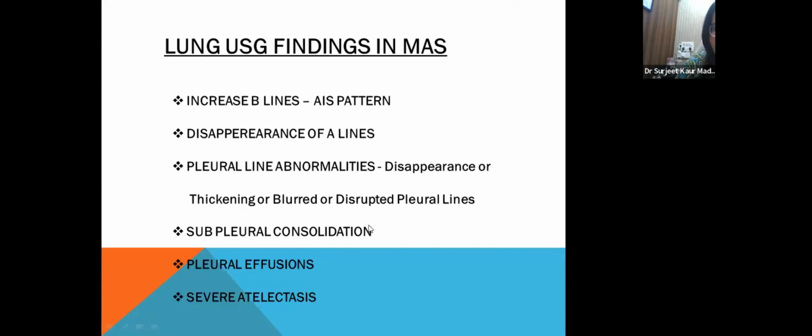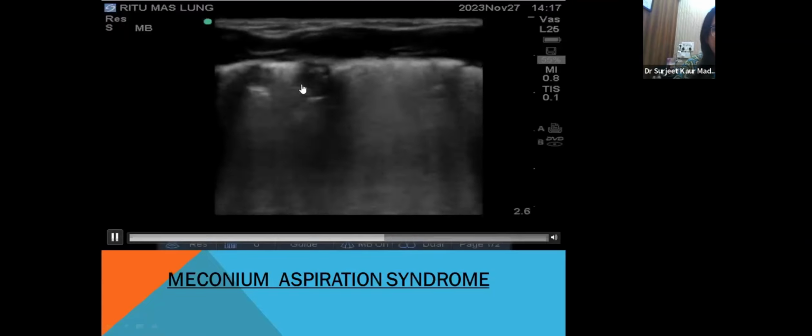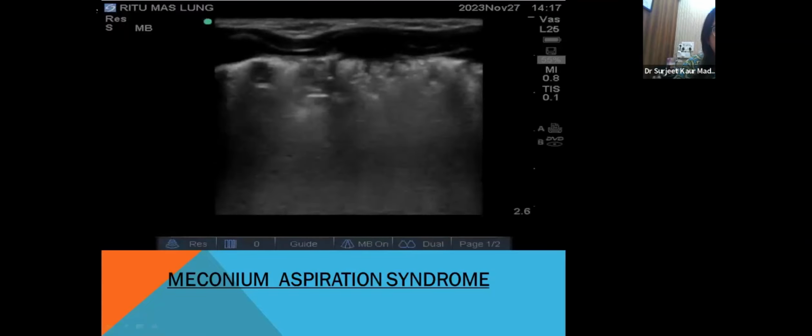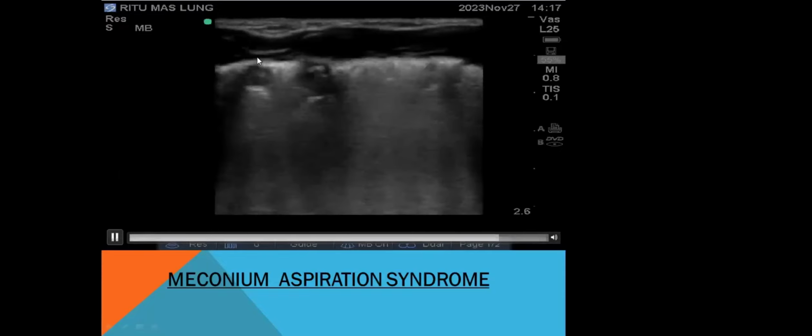You will have more of an AIS-like pattern and there will be subpleural consolidation. There will be a few spared areas and definitely you will have some history of meconium aspiration. There might be severe atelectasis, pleural effusion also. So this is how a meconium aspiration pattern is seen.